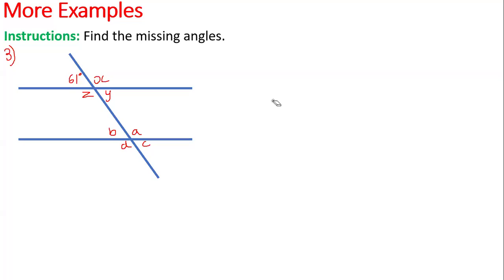Anyone else? I believe all of them are 61 because they're corresponding. All of them are 61? Okay, interesting. Side to side. Anyone else? It depends which order you do it in. I don't think all of them are 61.